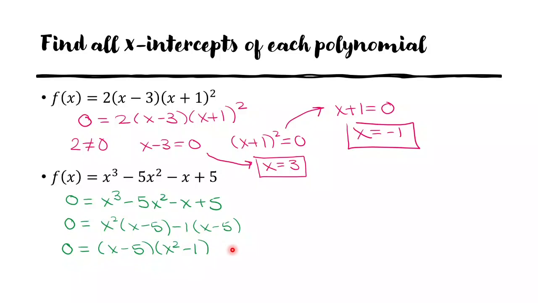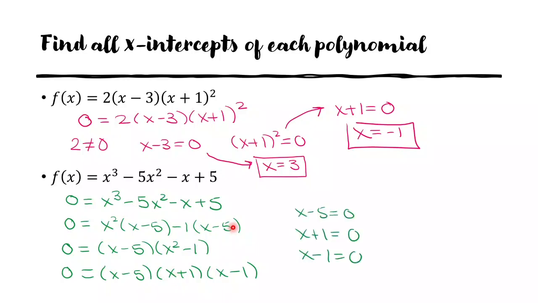This can actually be factored further. That x squared minus 1 is a difference of perfect squares. So I can factor this as x minus 5, and then the x squared minus 1 becomes x plus 1, x minus 1. Notice that I have a third degree polynomial, and I was able to factor it with 1, 2, 3 factors. I can set each of these factors equal to 0 and solve.